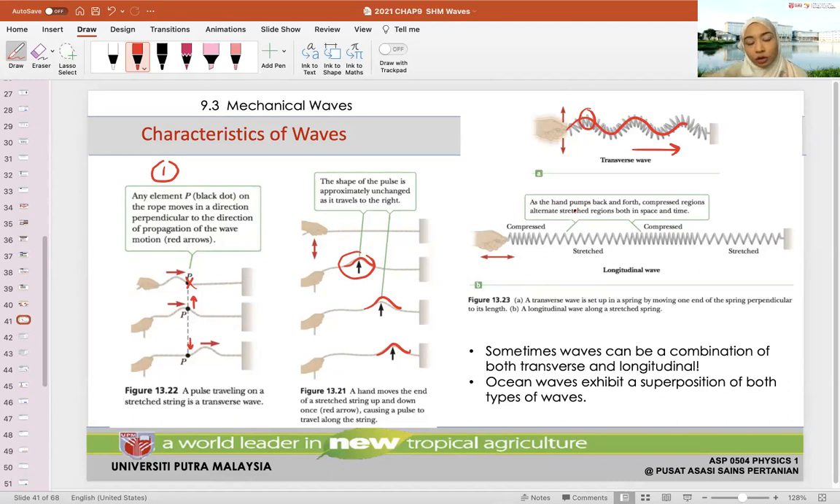And then the next one, as the hand pumps back and forth, you're pushing, you're stretching, you're doing a compression movement. Compressed regions alternate with stretched regions, both in space and time. So you can see that as you're pushing it, stretching it, that compression will travel to the right. This is your longitudinal wave. Sometimes waves can be a combination of both transverse and longitudinal. We talked about this. Ocean waves exhibit a superposition of both types of waves.